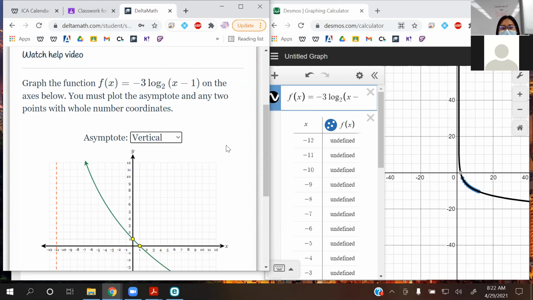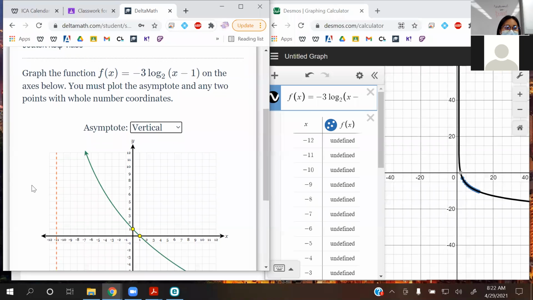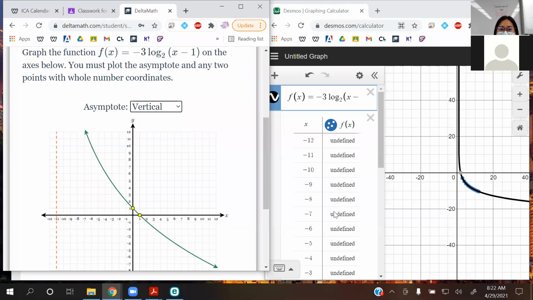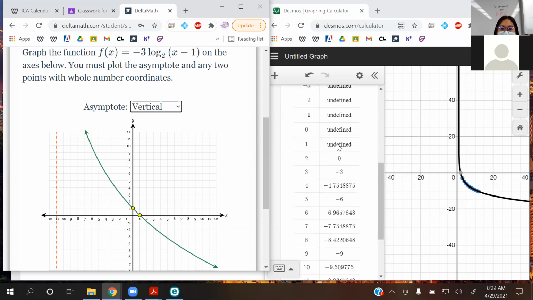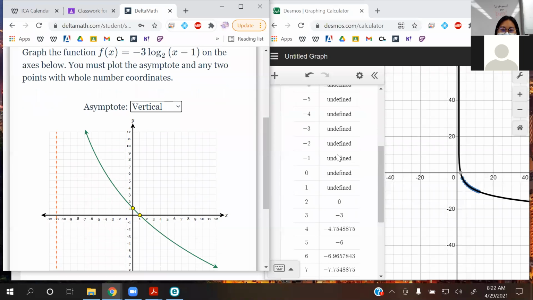Okay, so let's see. Should I do the asymptote first since I already put it here? Let's do that. To find the asymptote of a log, it's a little bit easier. You just scroll in your t-table, and it's the first number that says undefined. So in this case, 1, because all of these are undefined, but the first one that was undefined was the number 1. So I'm going to drag this vertical asymptote to the number 1.